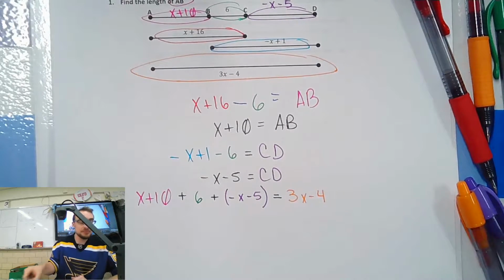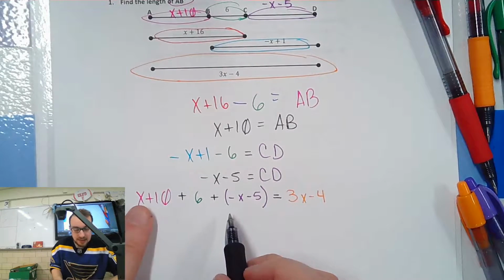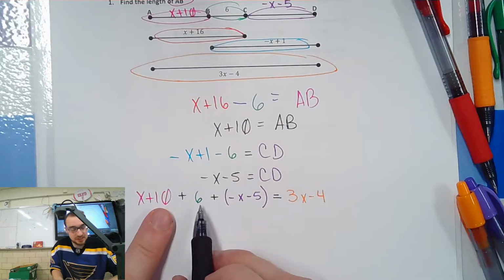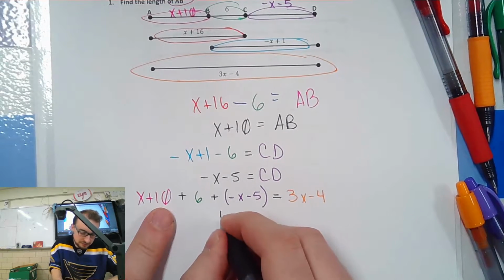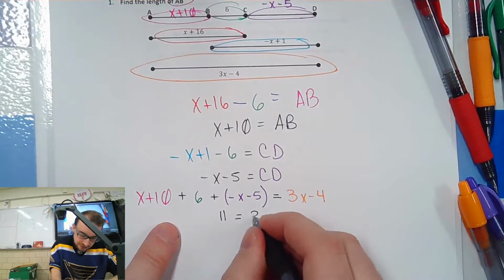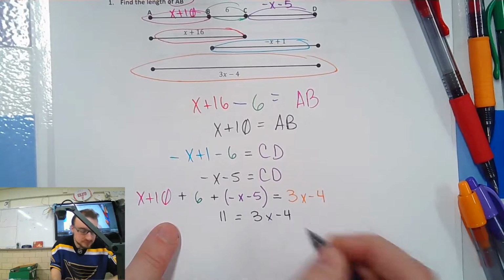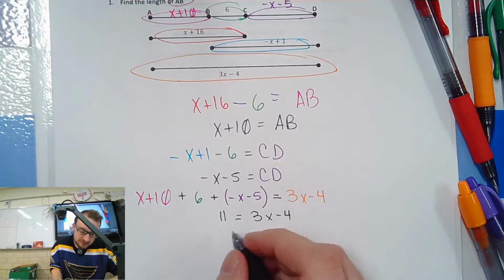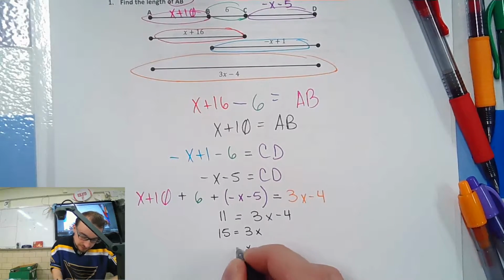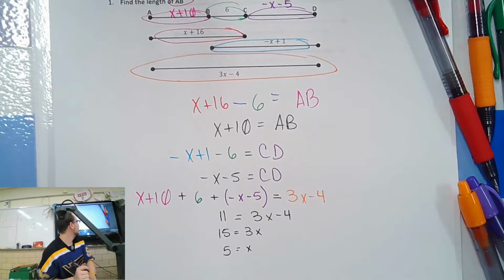So now I'm going to do math. x minus x, the x goes away. And then I've got 10 plus 6, which is 16. Minus 5 is 11. So the x goes away. We're left with 11 on this side, and 3x minus 4 on the other. And I'm going to add 4 and divide by 3. So x is 5, but we're not done.